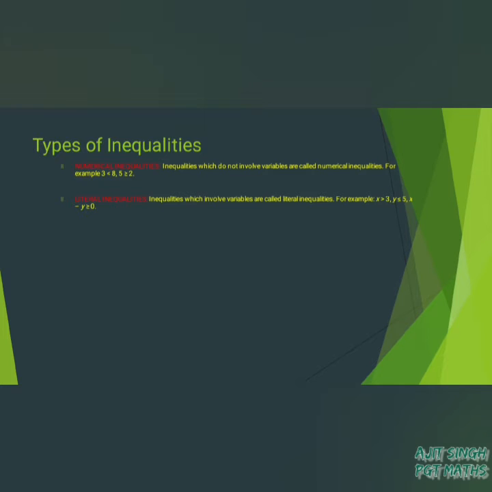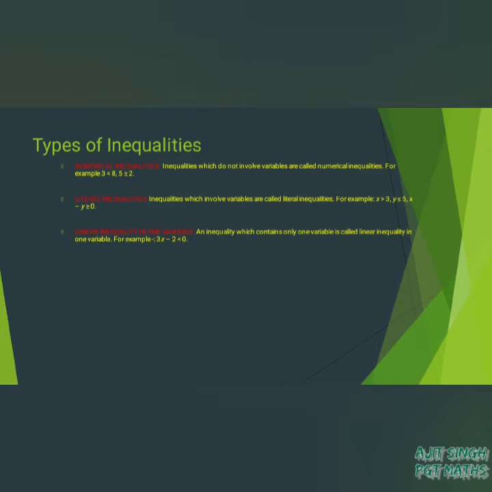The next one is literal inequalities. The inequalities which involve variables are called literal inequalities. When we use a variable in an inequality, it is known as literal inequalities. For example, x greater than 3, y less than equal to 5, and x minus y greater than equal to 0. These are some examples of literal inequalities.